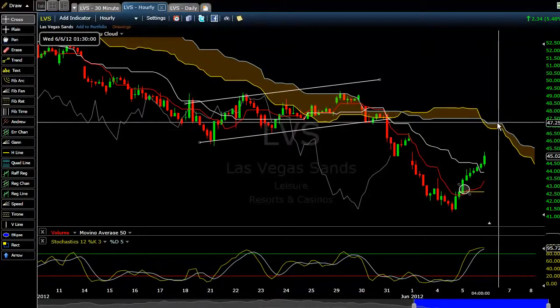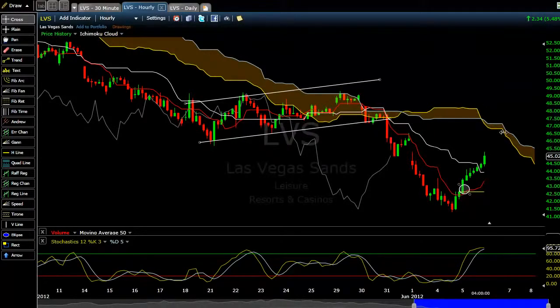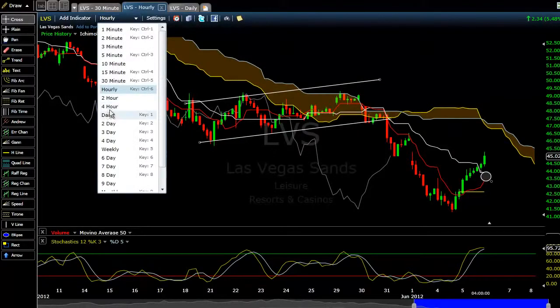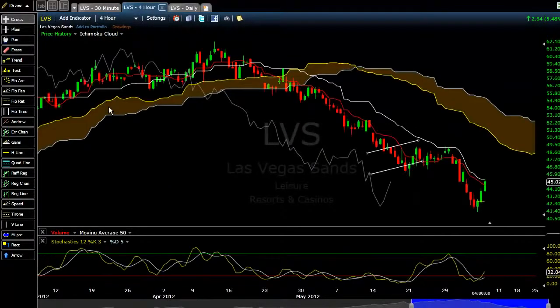46.75, 47.25 area. Okay, note the narrowness of the Kumo related to this over here, so there should be less resistance, and we're almost going to get a TK cross right here on the 60-minute. So we're going from the 15 to the 30 to the 60-minute as a continuation, and depending on what happens there, I'll look at the 4-hour chart.